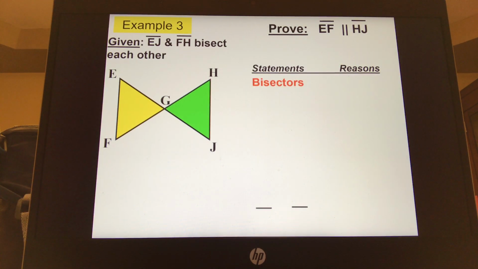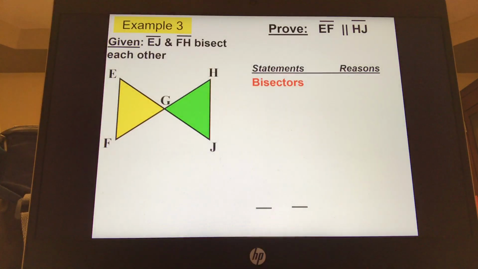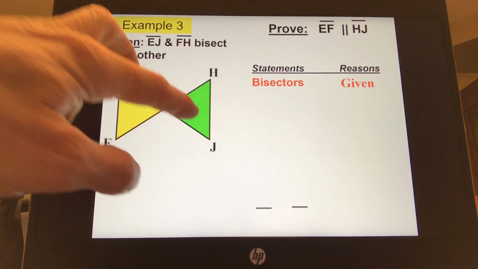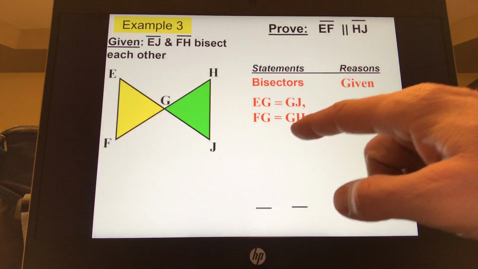So hopefully on your paper, you wrote out the givens about the bisectors there. I'm just going to show the short version of that so it all fits on the screen here. And the fact that they bisect each other means these two are equal and those two are equal. So hopefully that's another conclusion you came up with. EG and GJ are congruent. Probably could switch my letter order around there. And FG and GH congruent. Probably could switch this to HG instead.